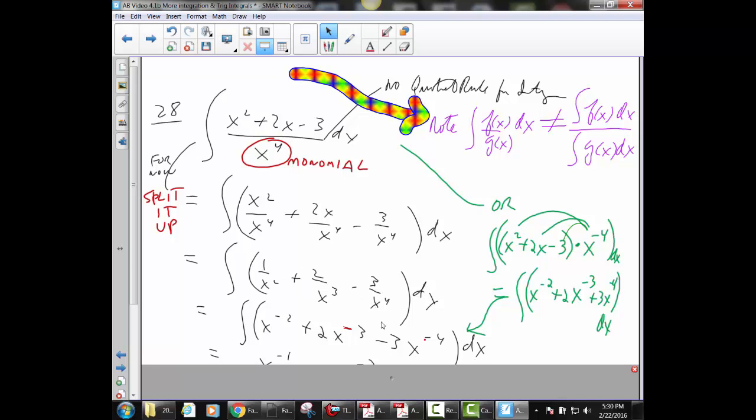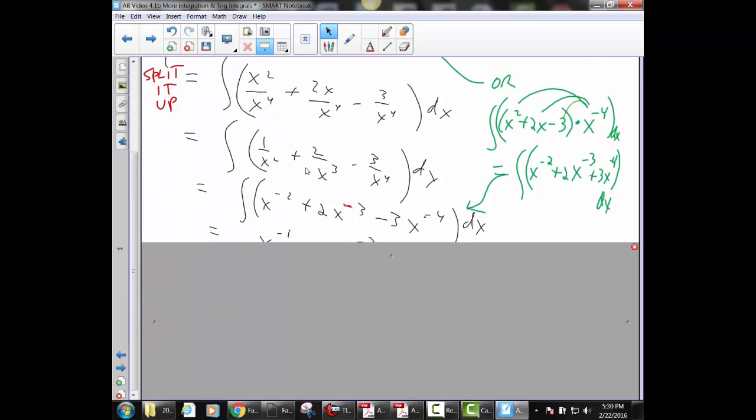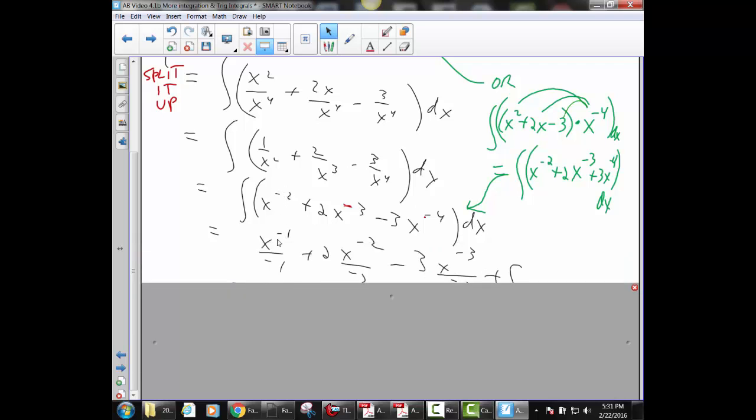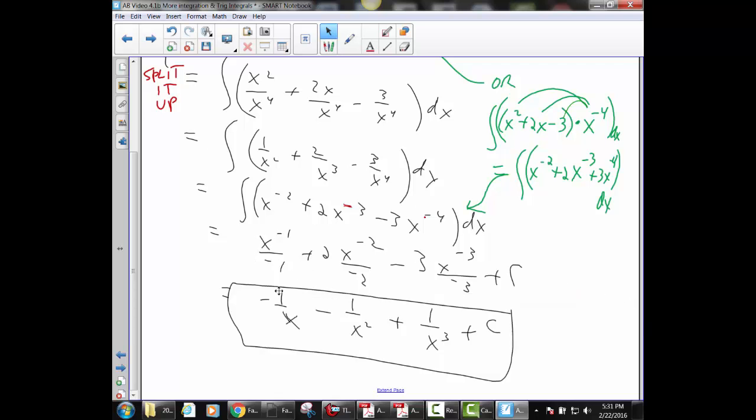Rewrite these with negative exponents, and now you're ready to integrate. Remember, we're adding 1 to the exponent. So we'll get x to the negative 1 over negative 1 plus 2 times x to the negative 2 over negative 2 minus 3 times x to the negative 3 over negative 3, and then we just pretty it up. That's negative 1 over x. That's negative 1 over x squared. That's positive 1 over x cubed. Okay?